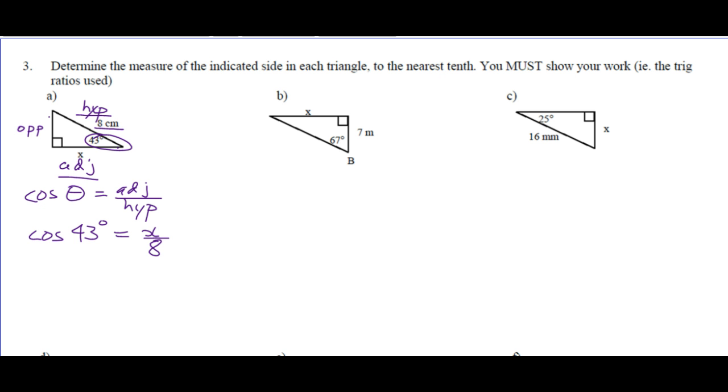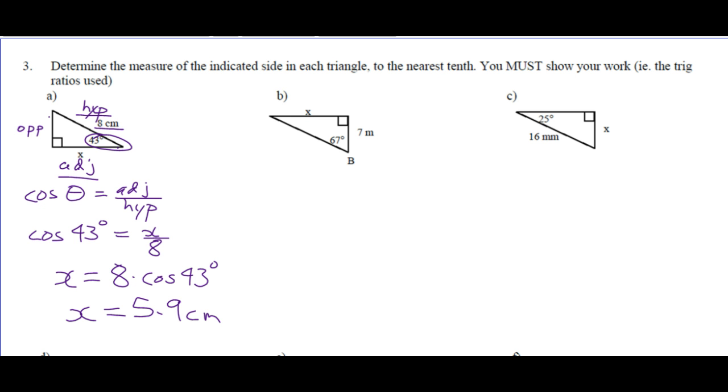So the idea is, what's happening to my x? It's being divided by 8. Okay, let's multiply both sides by 8. So the x will become by itself, and you'll end up with 8 times the cosine of 43 degrees. Okay, rounded to the nearest tenth. I've got my calculator set to round, so what do we get? 5.9. What are the units? Centimeters. Centimeters, correct.